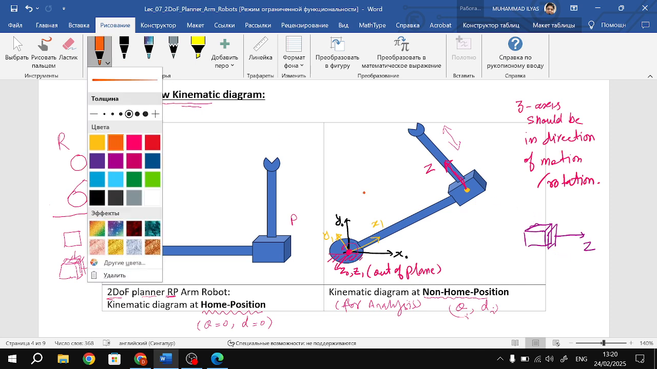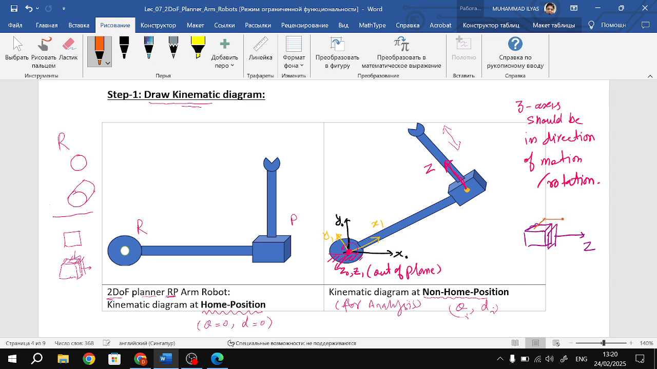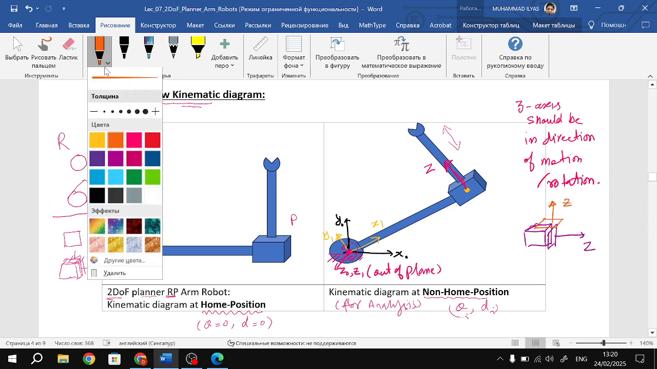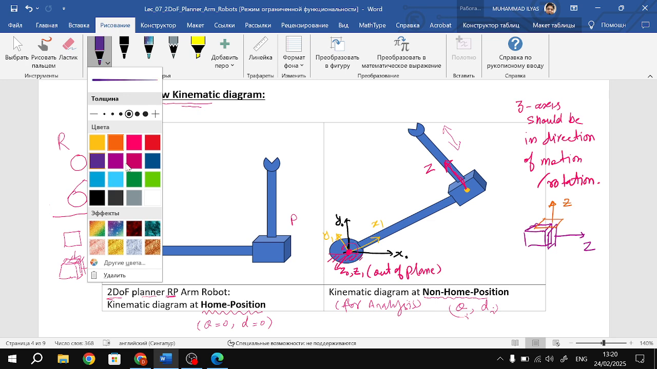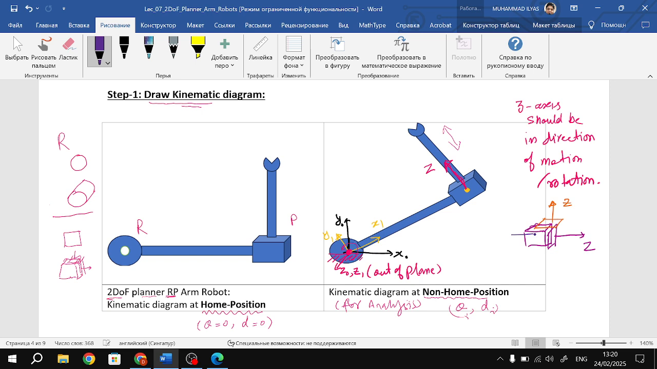If our prismatic joint is moving upward, like this, then that will be our z-axis. If it is moving in any other direction, let's say it is moving towards you, then that will be the z-axis. So it depends on the direction of motion of the prismatic joint. In our example, our prismatic joint is moving in this direction, so that will be our z-axis.